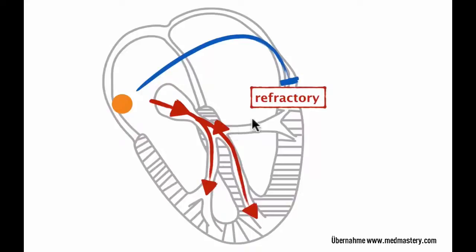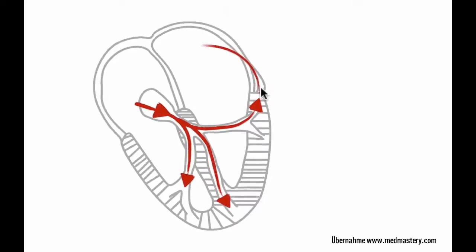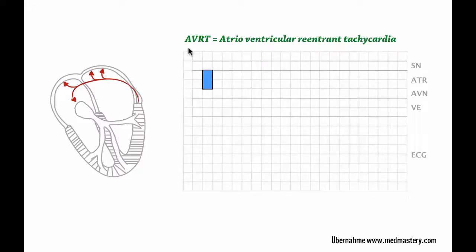What happens next? Well, the bundle of Kent leaves its refractory period and this impulse travels back up to the atria and a circus movement tachycardia is established. Now this type of tachycardia is called AVRT, atrioventricular reentrant tachycardia. The atrial depolarization is already marked in this anatomical representation and on this ladder diagram. Now let's see what happens after that.